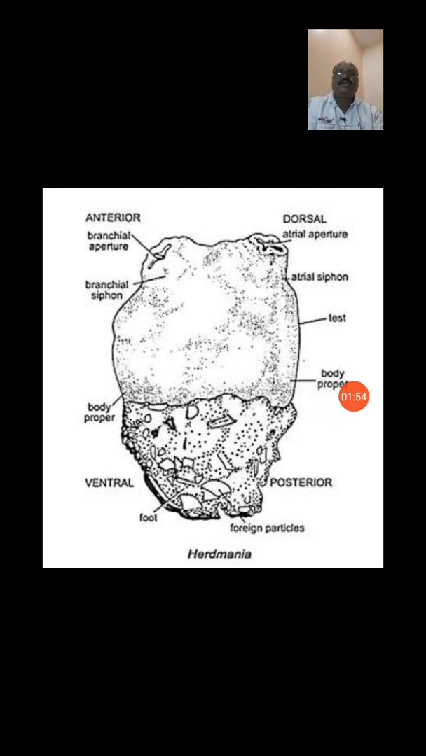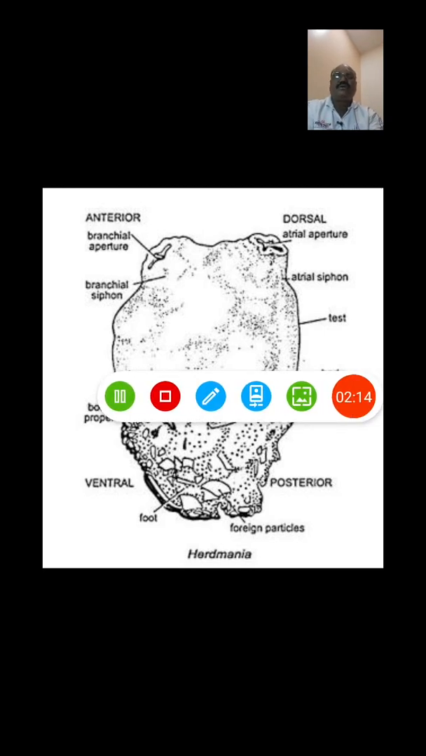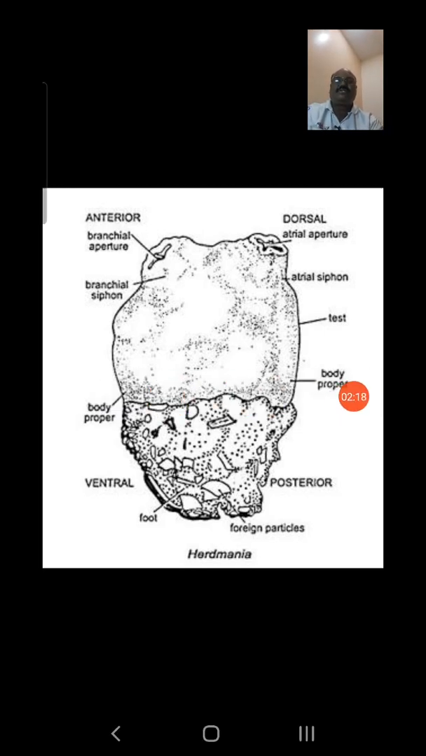Now on screen you can see the diagrammatic representation of the Herdmania animal. It is looking like an animal, but it is non-movable. In animals generally we see hands, legs and all other things. But in this case, you can't see such hands, legs, organs or eyes. So that's why it is called a primitive chordate. When we study the structure and physiology, it comes under the chordates. But externally when we observe such animals, you can't predict whether this is one chordate or that chordate.